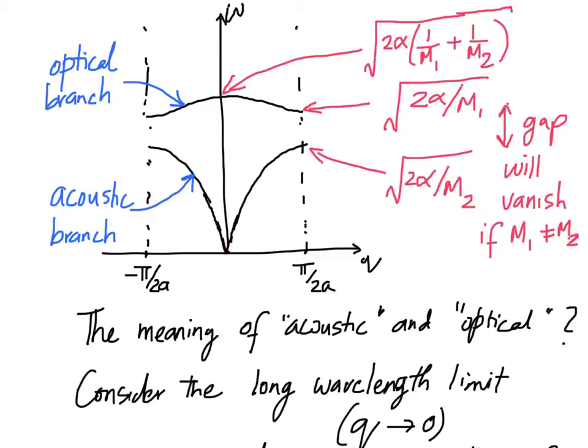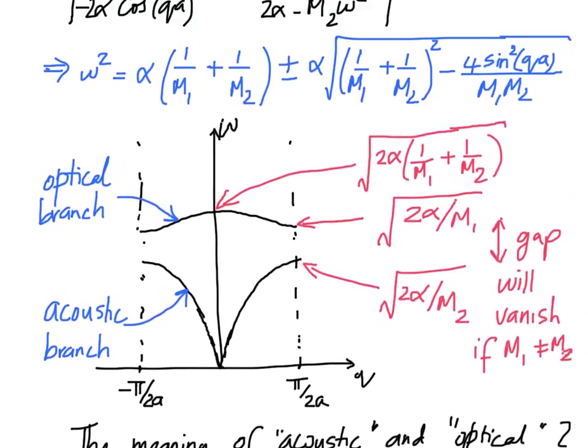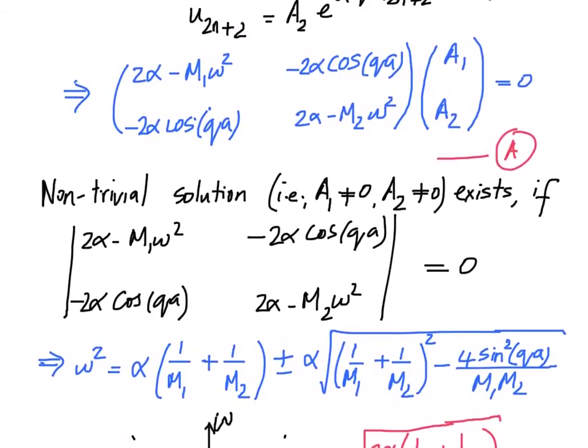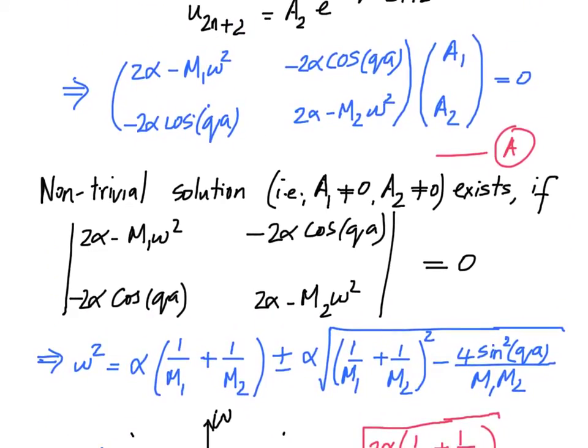On the other hand, if you want to look at the optical branch at q equals 0, you need to set omega to that value, right? So we're going to go back to our equation A, set q equals 0 and set omega equals 0 as well, and then we're going to ask what the values of A1 and A2 would be. So here is our equation A that we had originally set up.